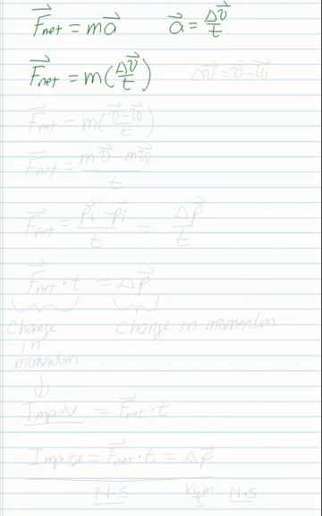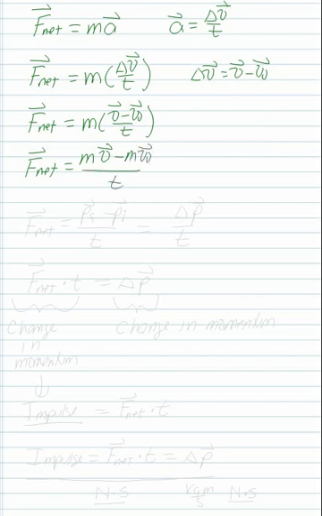So what we can do is substitute in for delta V. Remember, delta V equals V minus V0. So F net equals M times V minus V0 over T. Well, let's distribute the M. F net equals MV minus MV0 over T.